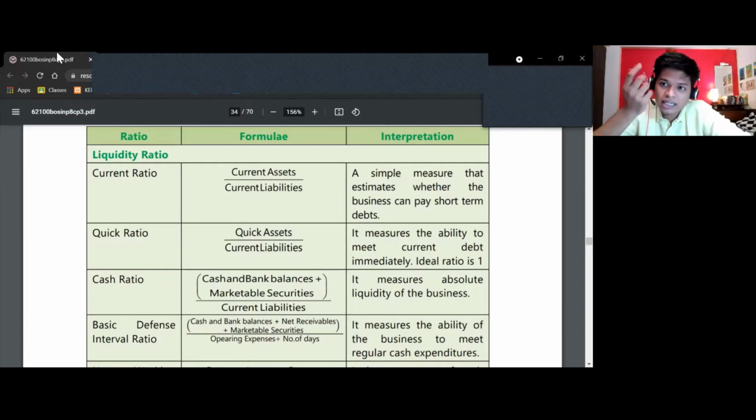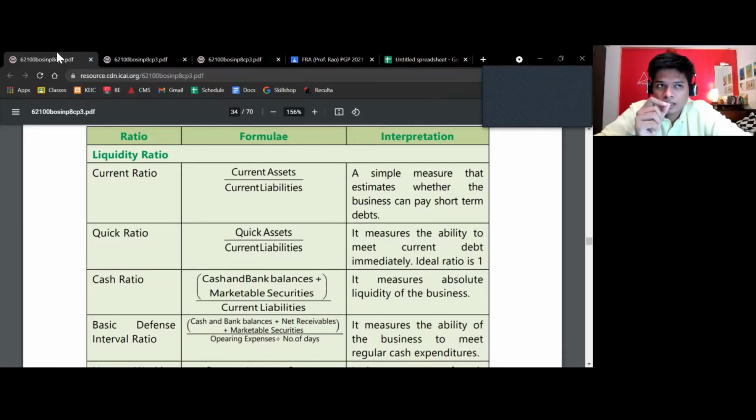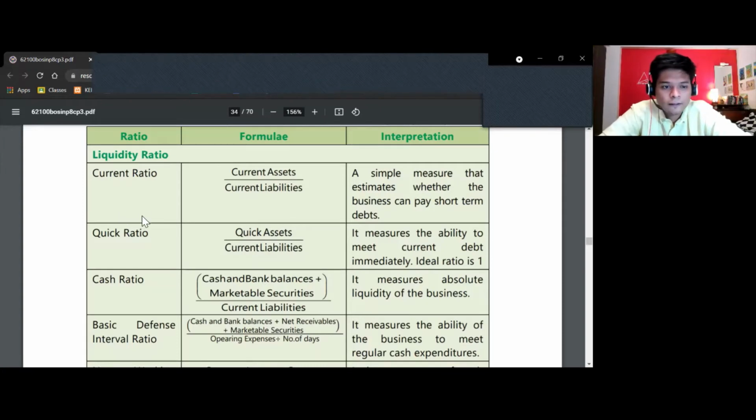Again, with every ratio, if you remember whatever sir has taught in class, every industry has a specific current ratio. So ideally I should aim to be close to that ratio. So this is my liquidity ratio.